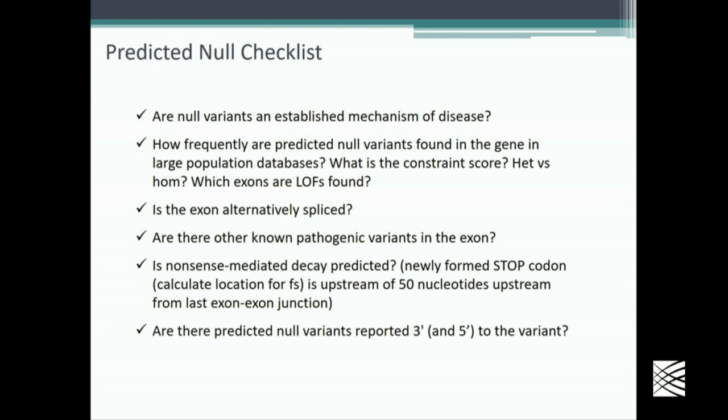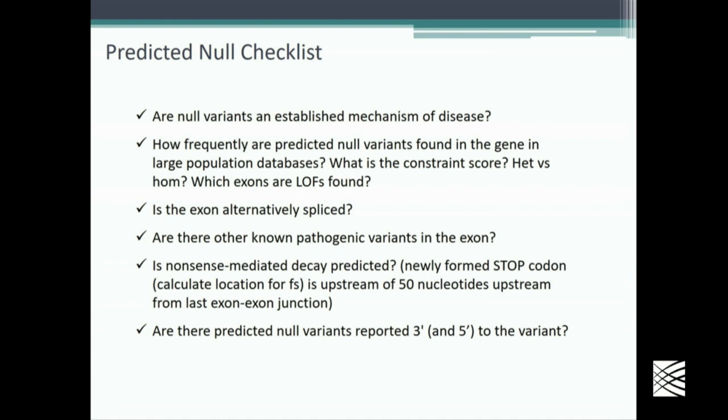One useful thing is, are there any other known pathogenic variants in that exon? It doesn't have to be a loss of function. Any known, well-established pathogenic variant says that that exon is critical, and then you can assume that other variants in the same exon would also be impactful.